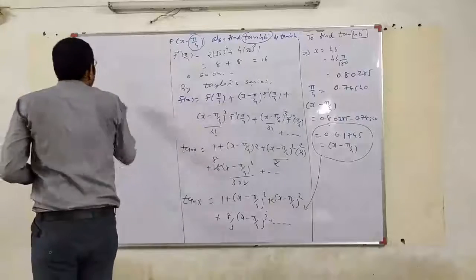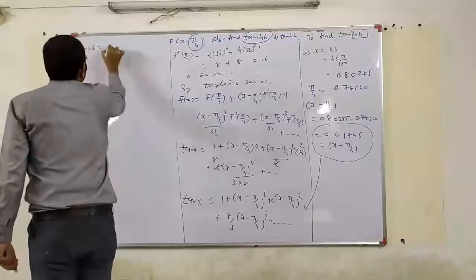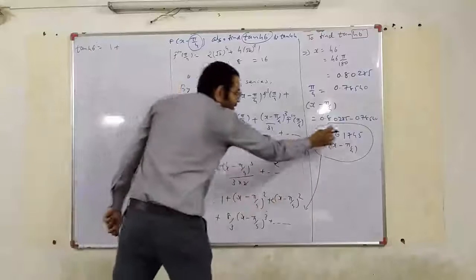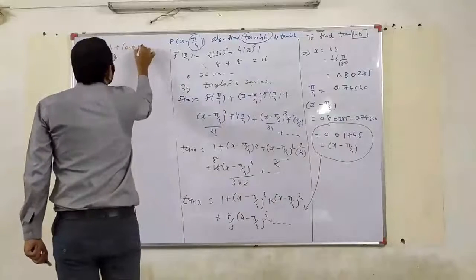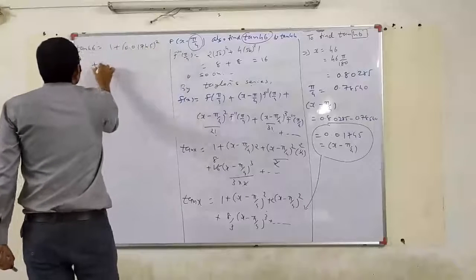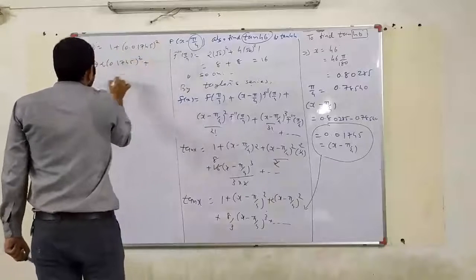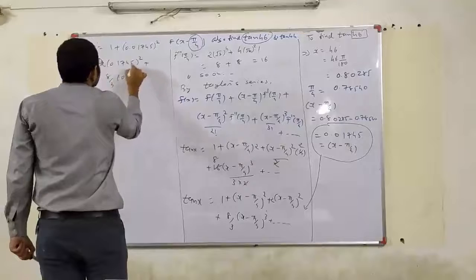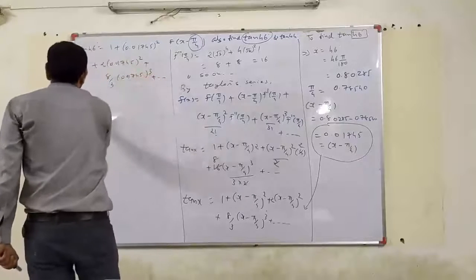Then sin 46 degree equals 1 plus (x minus pi by 4), that is 0.01745, whole square, plus twice 0.01745 square plus 8 by 3 times 0.01745 raised to 3 and so on.